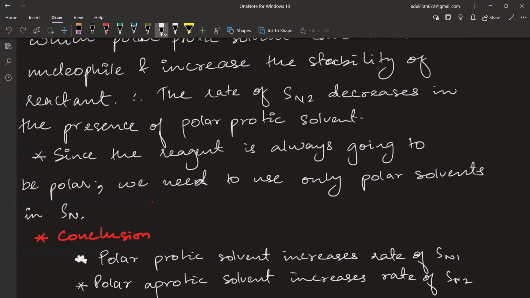The only thing you have to remember is that polar protic solvent stabilizes the charged species. In SN1, the charged species is the carbocation. In SN2, the charged species is the nucleophile. If it is stabilizing the carbocation, that means there will be a faster reaction. The carbocation will form quickly, so the reaction will be faster. But if in SN2 it is stabilizing the nucleophile, that is a reactant, then the reactant will not even react. That is why we use polar aprotic solvent rather than polar protic in SN2. Okay?